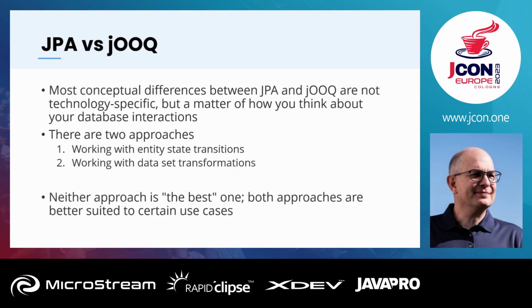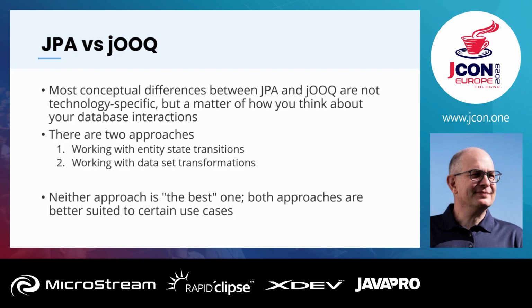Now the question is, before I show you what jOOQ even is, maybe some ideas about the differences if you want to deal with databases. I'm just speaking about SQL databases. I will not talk about NoSQL databases at this point. But often it's not the technology that distinguishes the two solutions, but there may be two different approaches. If we take a look at JPA and Hibernate, there is usually an entity state transition.